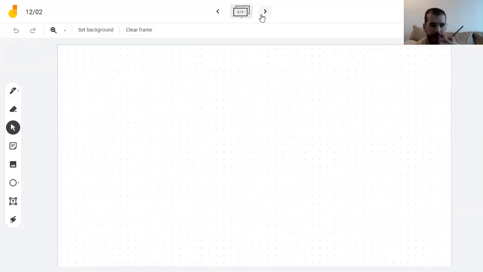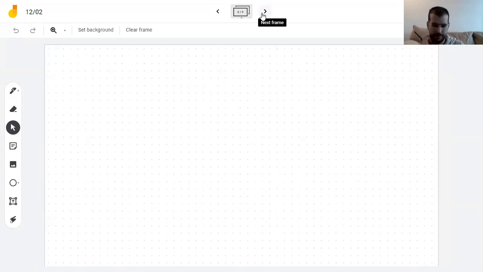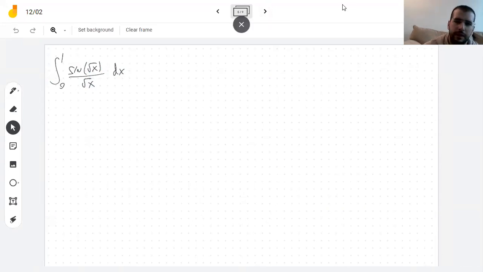All right. Well, let's do one more. Let's do the integral of sine of root x divided by root x. Okay. So I can't guess a function that has derivative sine of root x divided by root x. So I guess we're gonna have to do a u substitution and hope for the best.